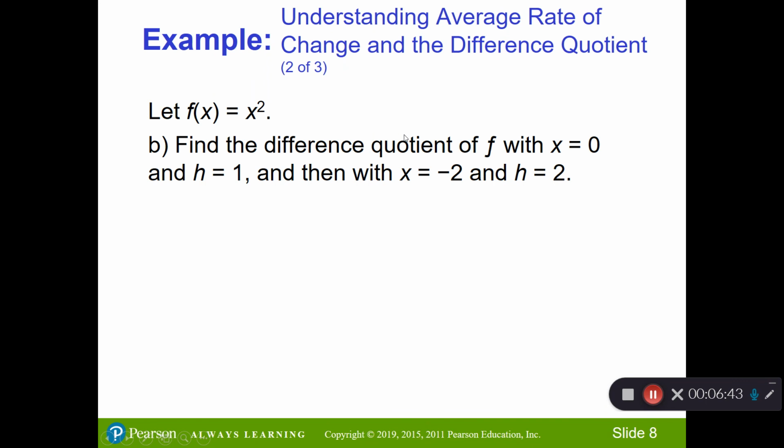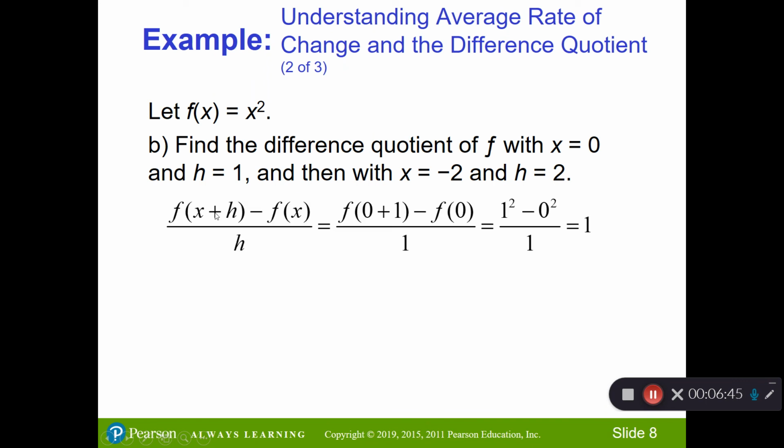Now if we do it with the difference quotient, over the first interval, we would go f of x plus h. Well, I'm going over the interval from 0 to 1. This is my x, and the h is the ending point minus the starting point, so 1. So f of x plus h would be 0 plus 1 minus f of 0 over h, which is 1, and we get the exact same answer, 1.